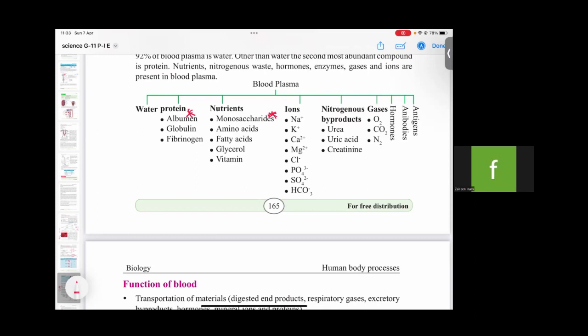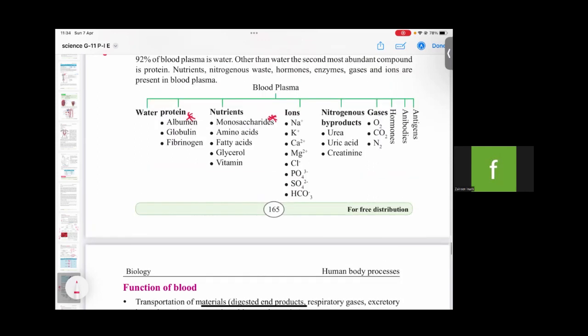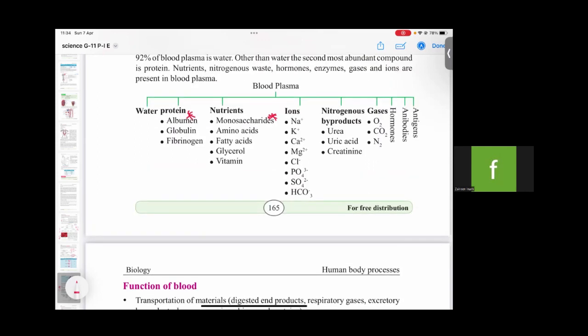You all know the functions of these, right? You might have studied in grade 11, sodium, potassium, and so on. Then you have nitrogenous byproducts like urea, uric acid, creatinine. Then you have gases: oxygen, carbon dioxide, nitrogen. And you have hormones, antibodies, antigens. So you should be able to write the components of blood plasma as well.